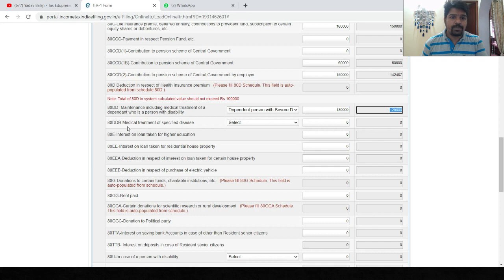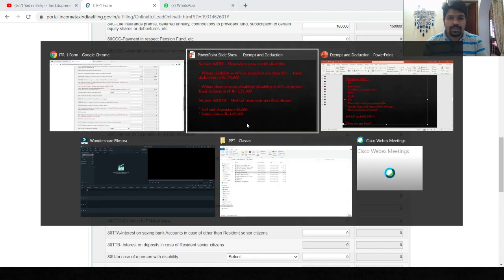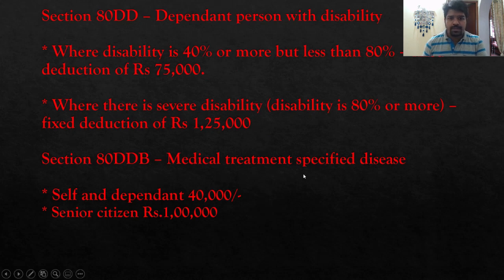Now 80DDB, medical treatment of specified diseases. In this case, if you see here, the limit is 40,000 for self and dependents, and if a senior citizen, up to 1 lakh. Whatever treatment expenses are incurred, for specified diseases only. Suppose you incurred 50,000 of expenses for that treatment, you will be eligible for 40,000 only. In case 30,000 of expenses is incurred, then whichever is less, that only you can claim.